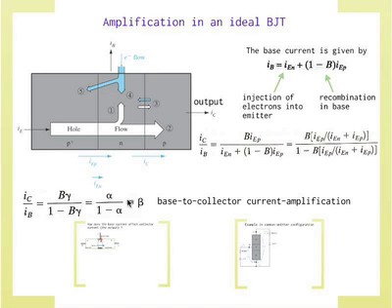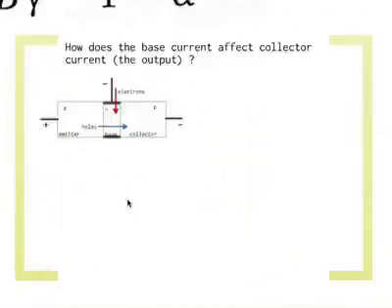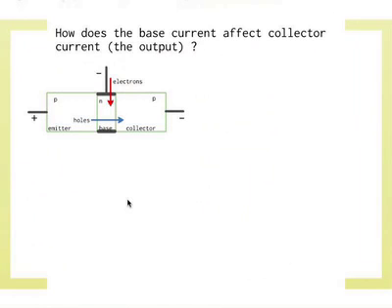And the configuration that we're interested in is what is called the common emitter configuration. The input goes to the base. Emitter is common to both the circuits. We'll see an example of that. So, how does the base current affect the collector current or the output? That's another way to think about this, again, conceptually.